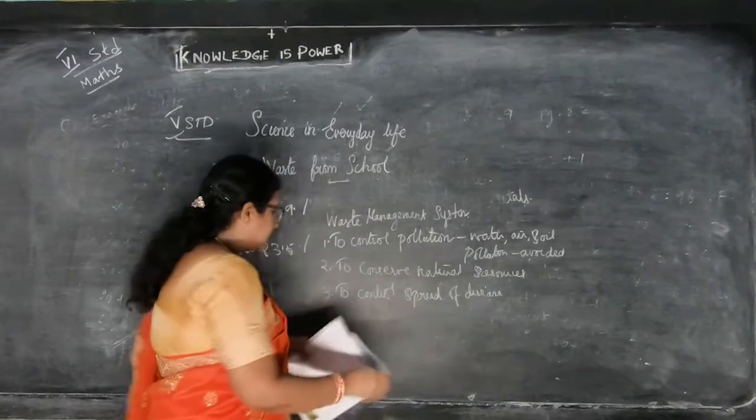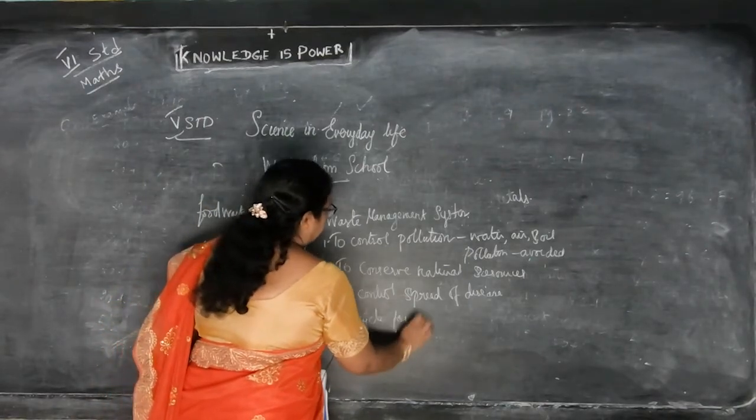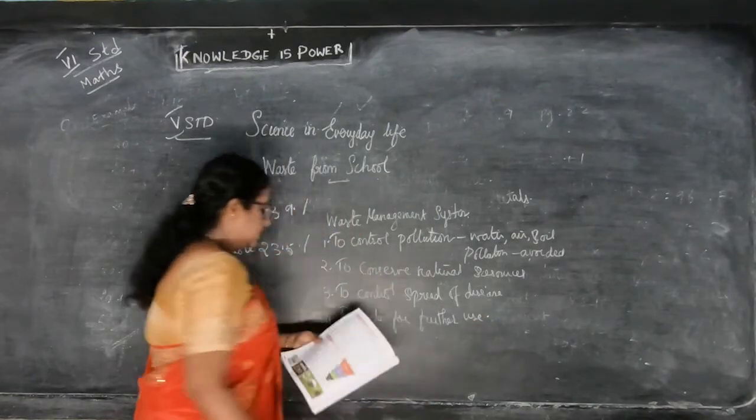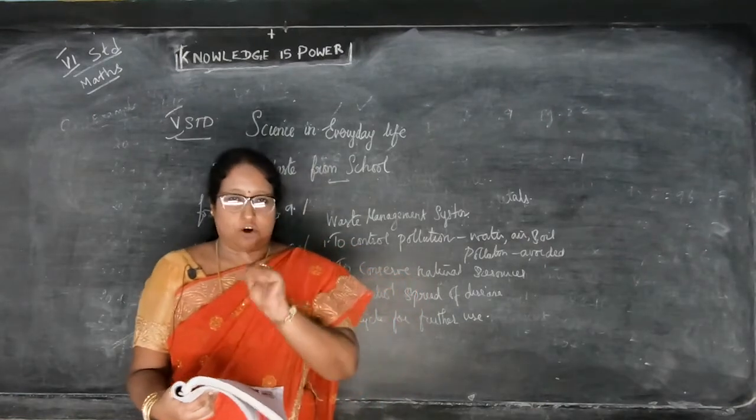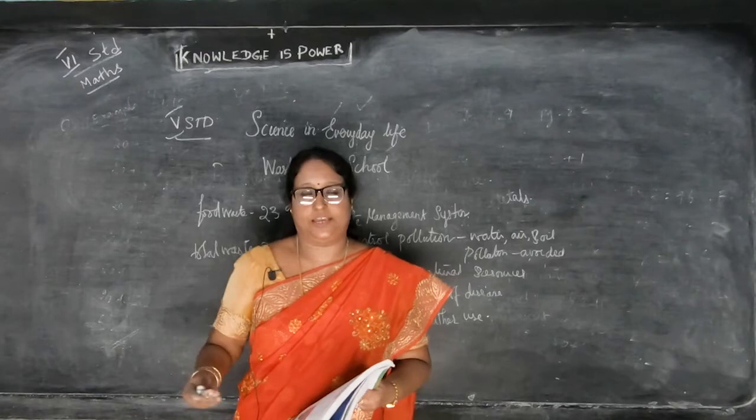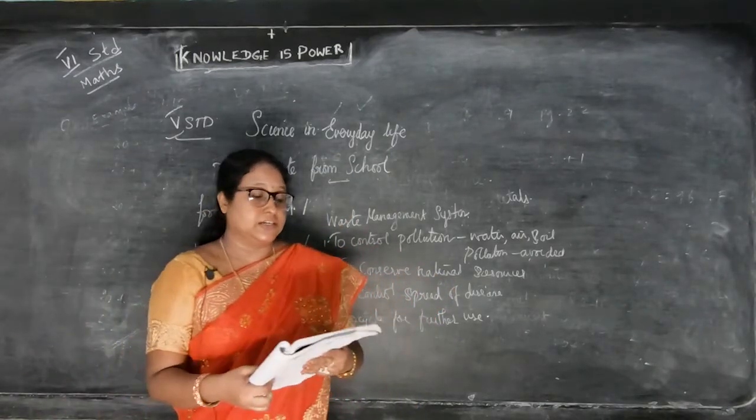Next is recycle. Recycle for further use. That is, waste can be recycled to get new products for further use. Okay, for further use we can use. That's why we can use for the future. That is the need for the proper disposal.